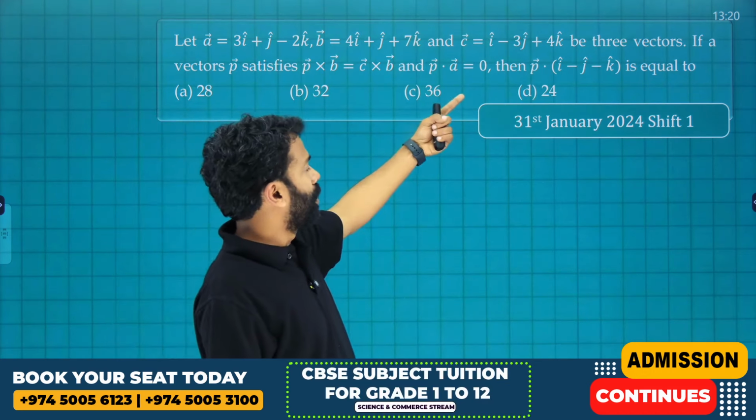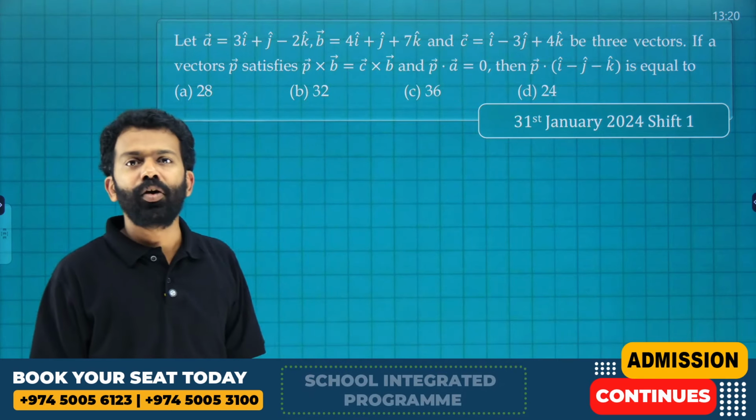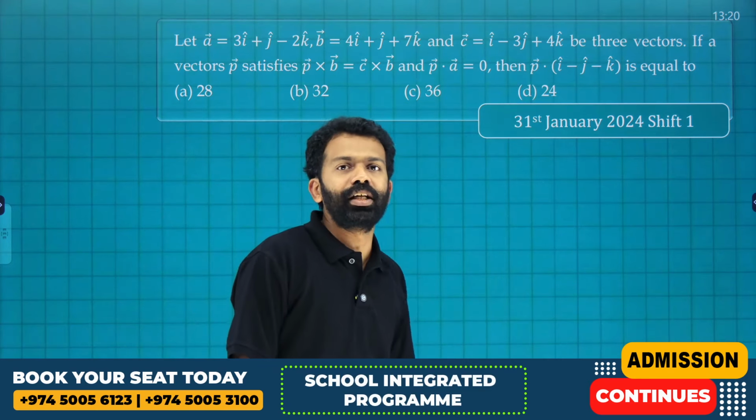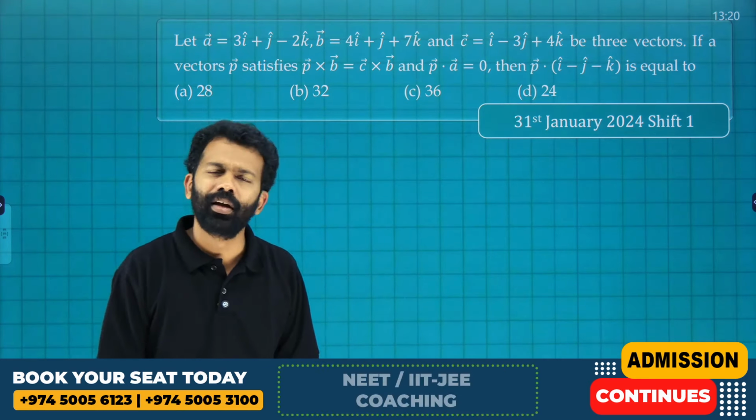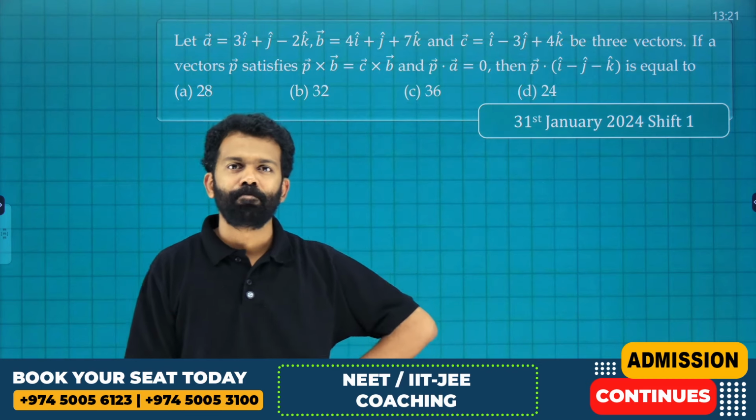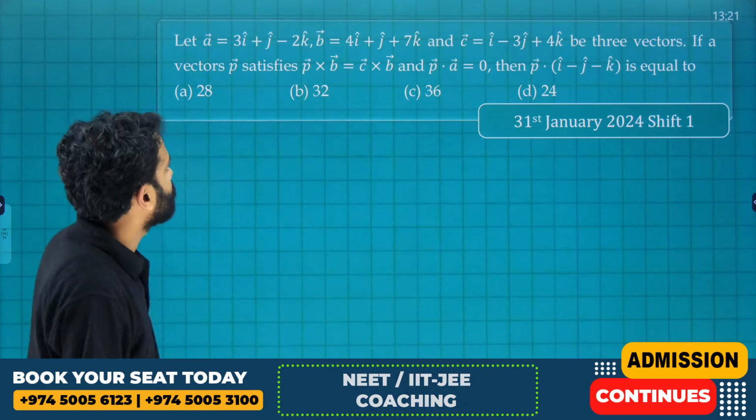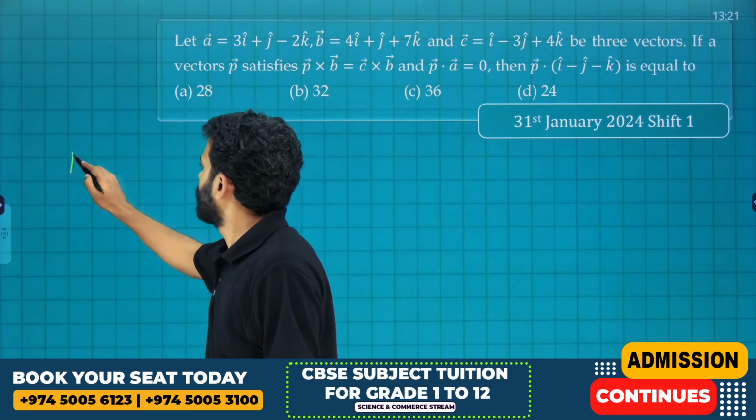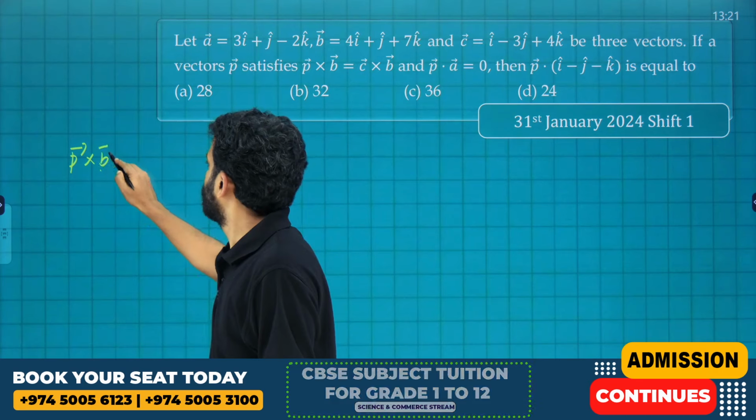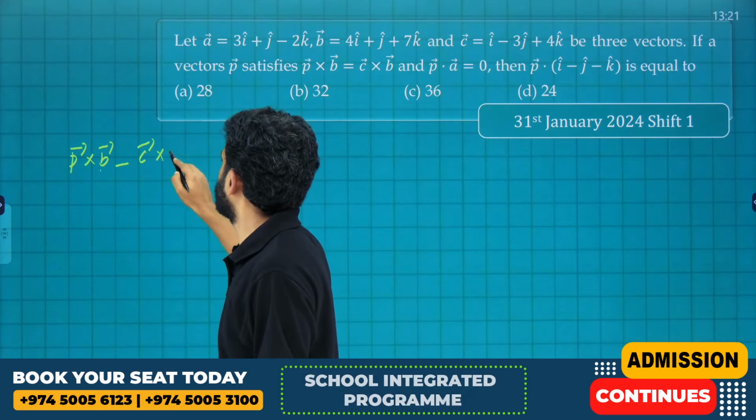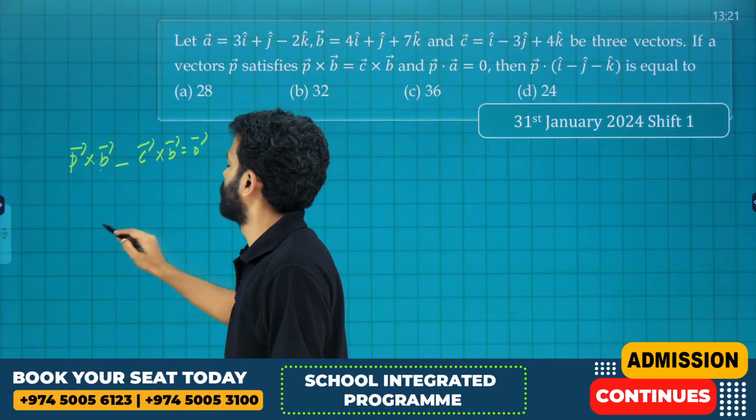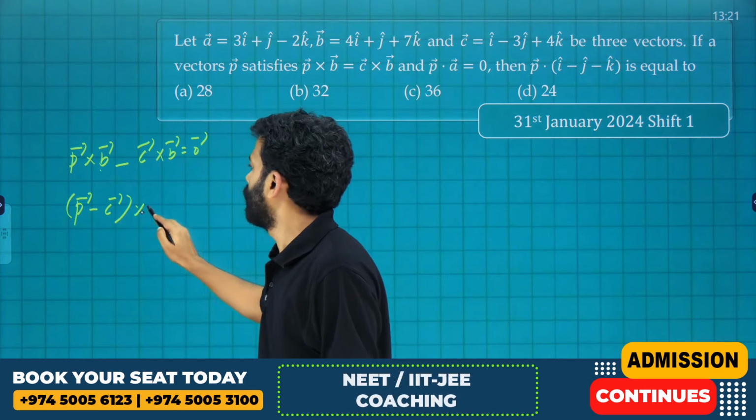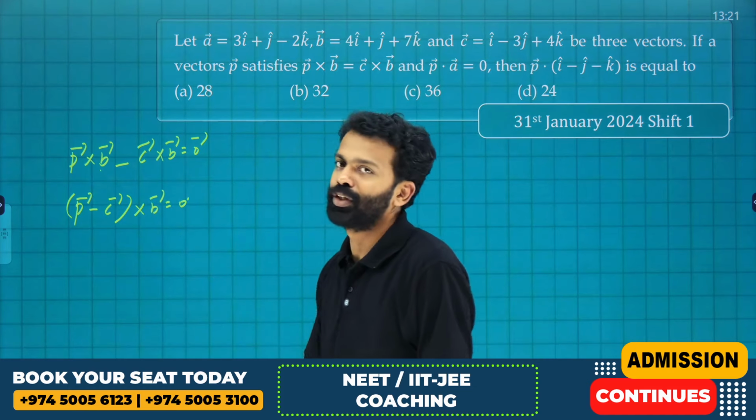Another relation is given: vector P dot vector A is equal to 0. Then you need to find vector P dot (i minus j minus k). How are you going to formulate that? Easy one actually. Let's take this to the left hand side. This becomes vector P cross vector B minus vector C cross vector B is equal to 0 vector. That is, (vector P minus vector C) cross vector B is equal to 0 vector.